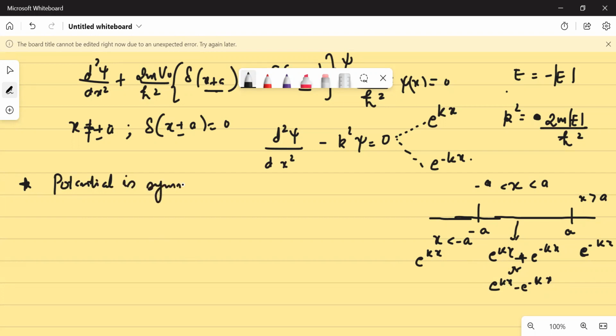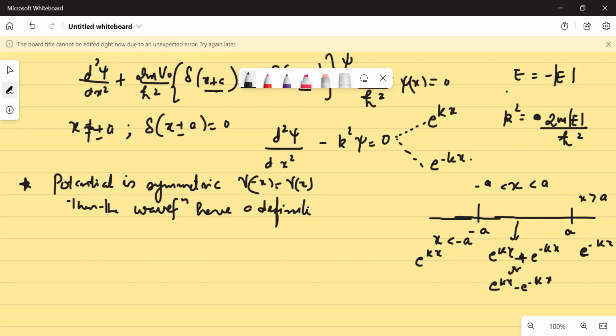that is, if V of minus x can be written as V of x, then the wave functions have a definite parity. If the wave functions have a definite parity, that is, either they are odd or they are even. So, I can write the wave function will either be even or odd.